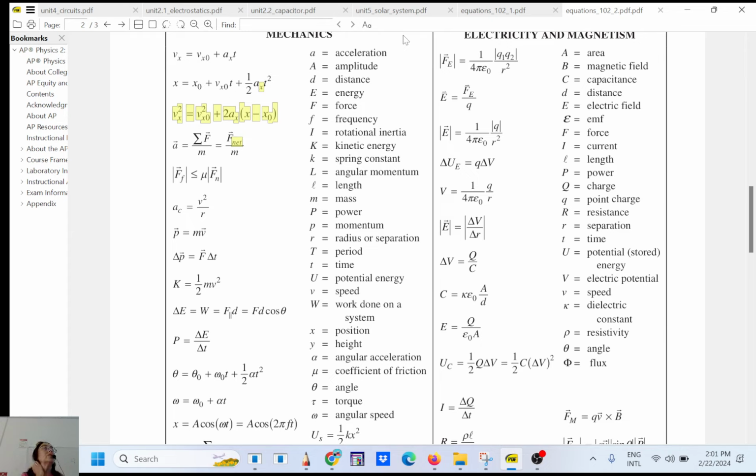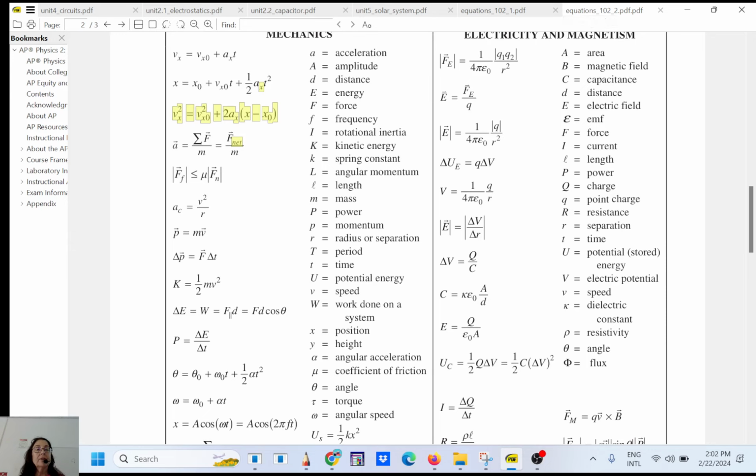Okay, so as usual, make sure you print out your equation sheet, and make sure you bring a pen and calculator. It's in person, on paper. And make sure you sign up on the screen.